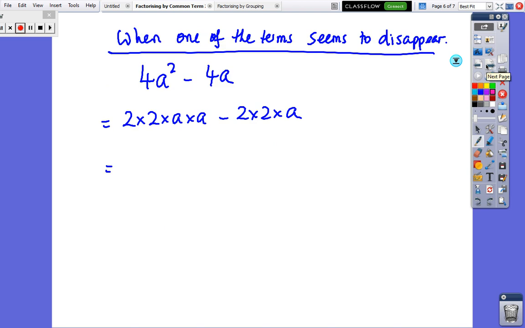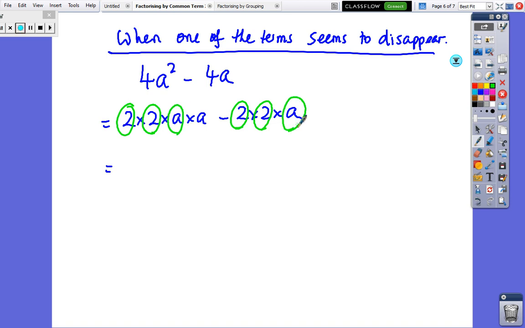So what happens when one of the terms seems to disappear? Now it doesn't actually disappear, but I'm using that expression. So in 4a squared minus 4a, I've written out my factors. I want you to pause, copy it down, circle the factors, and then wait. Okay, so when you circle the factors, 2, 2, 2, 2, a.